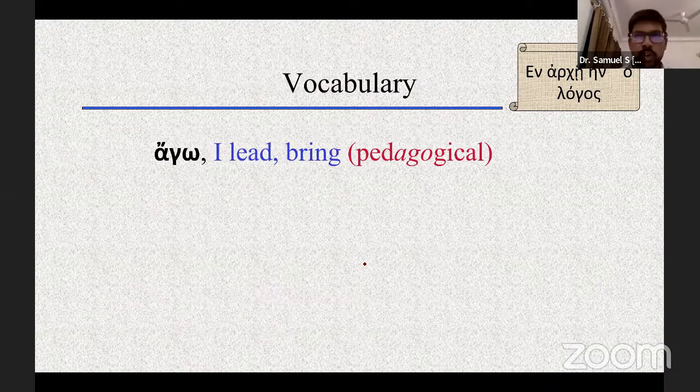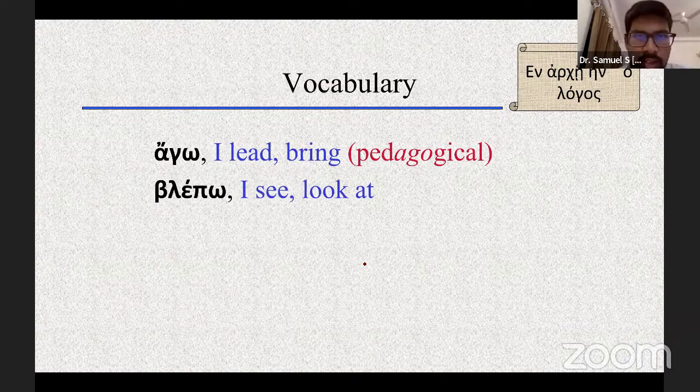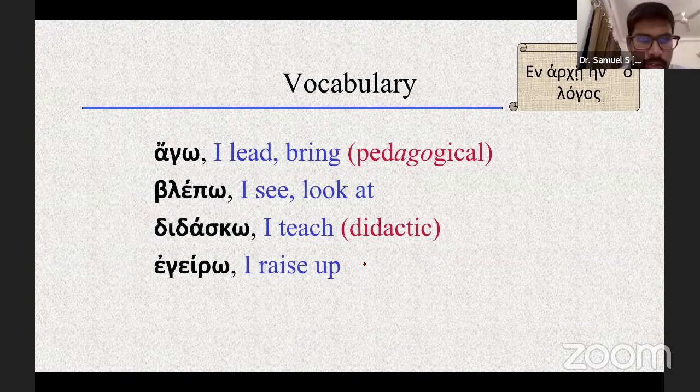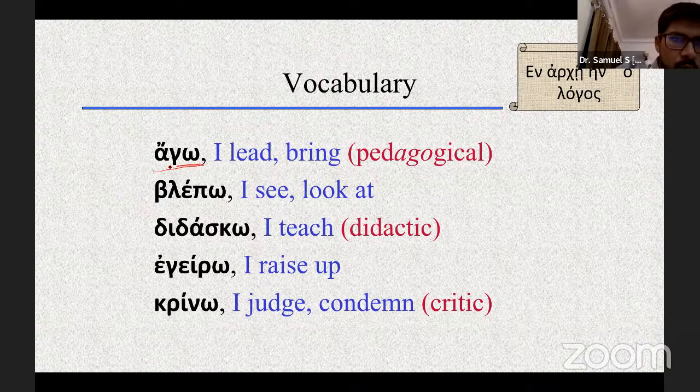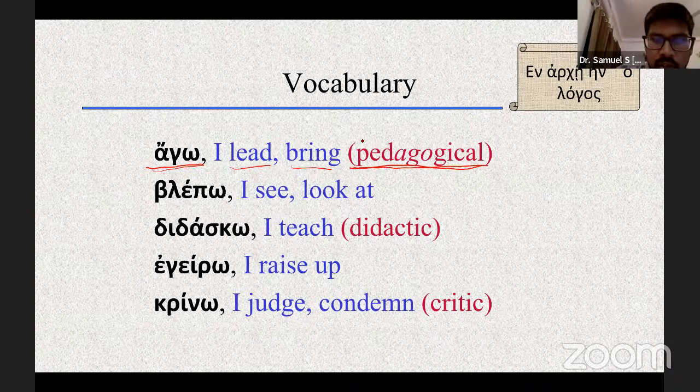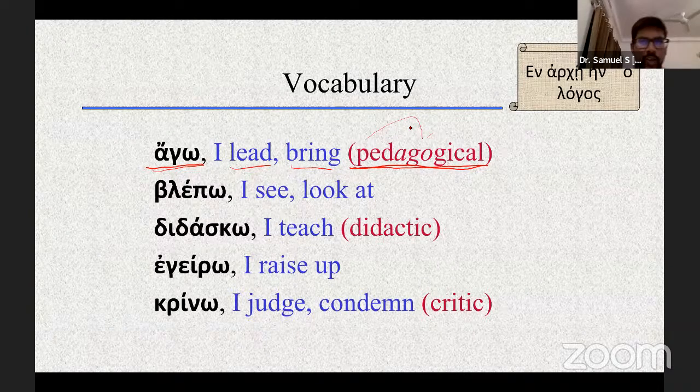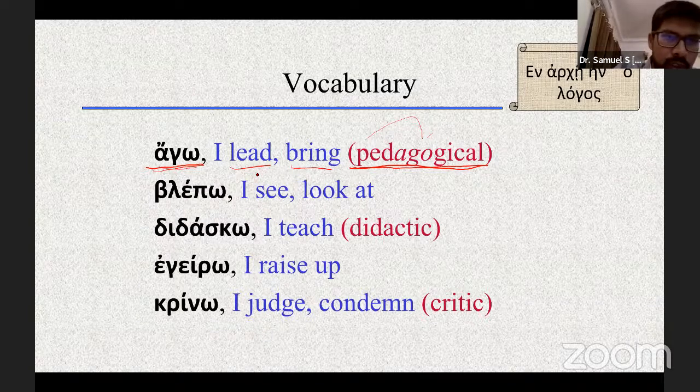I know you all have missed vocabulary last week so much, so let's add it to our list. Okay, first, and all of these are verbs. First verb, ago. I lead, I bring. Pedagogical. So a pedagogical thing is something that a teacher is sort of leading you. Pedagogy, where the teacher leads the student. Ago, I lead. And you see this many, many times in scripture.